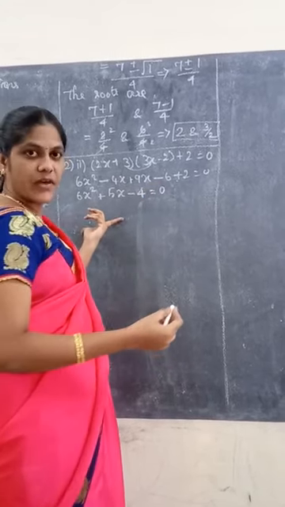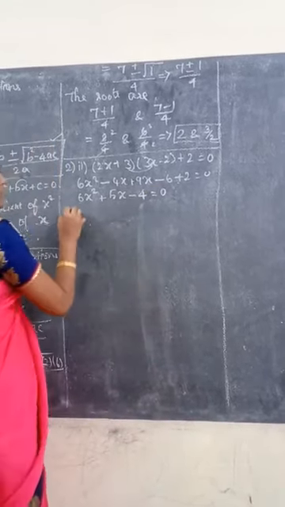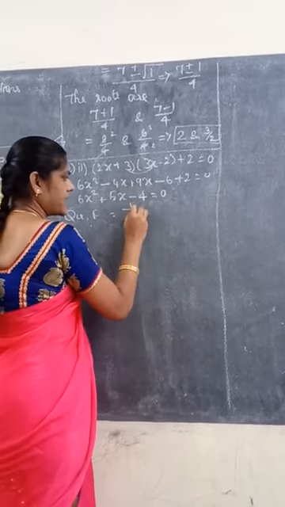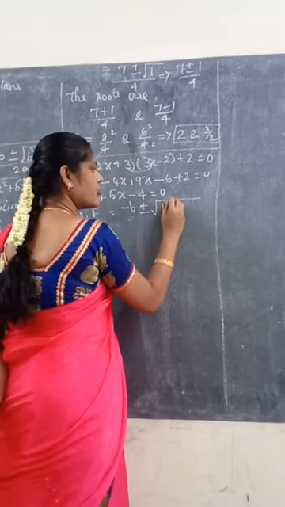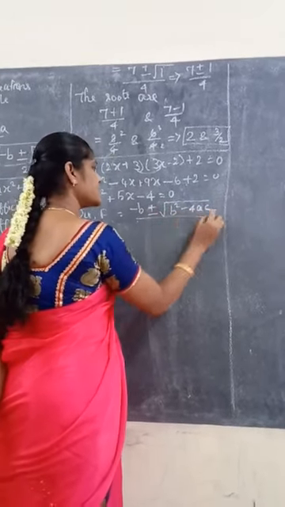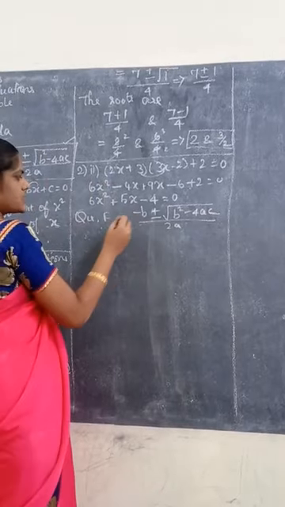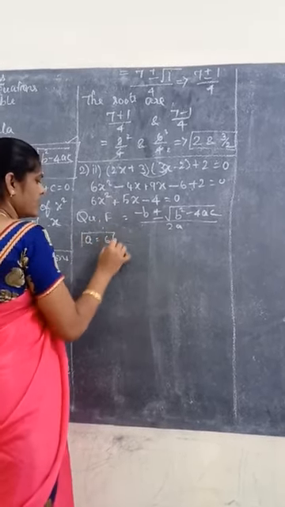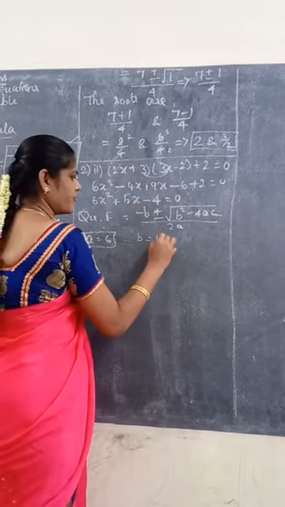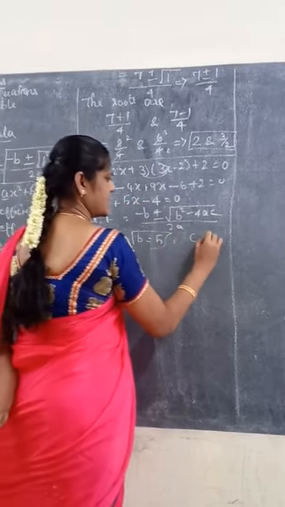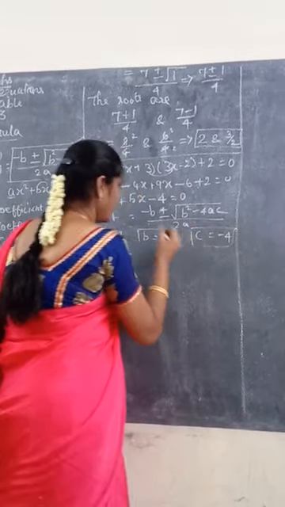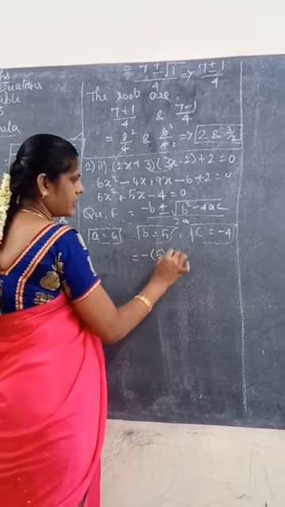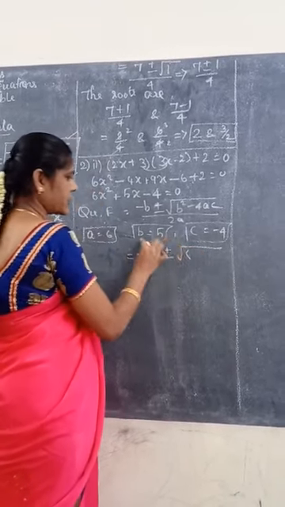Next we are going to apply the quadratic formula. So what is the quadratic formula? For all the sums you need to write the formula. Minus b plus or minus square root of b square minus 4ac divided by 2a. First we need to find a, b, c. What is a? Coefficient of x squared. What is b? Coefficient of x. What is c? c is the constant, minus 4. Next apply this. Minus, what is b? 5, plus or minus square root of, what is b?